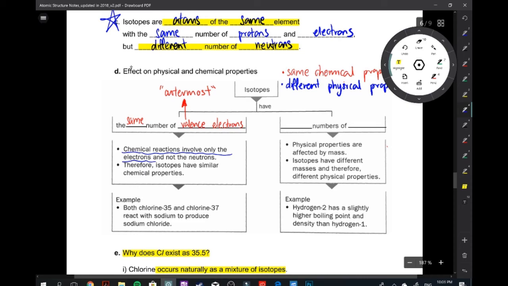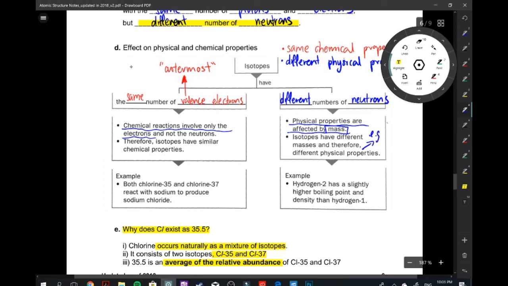However, isotopes actually have very different physical properties. It's because of the only difference between them, which is the difference in relative atomic mass. This will result in very different physical properties such as densities, melting and boiling points. In terms of melting and boiling point, the heavier the isotope, the higher the melting point and boiling point itself.